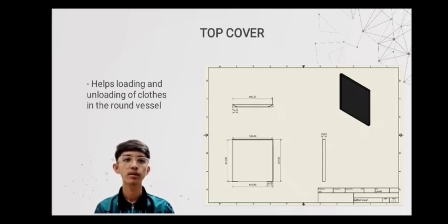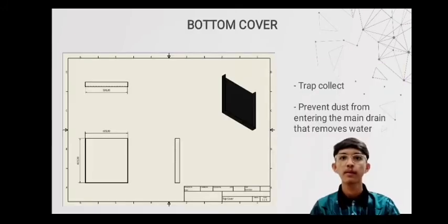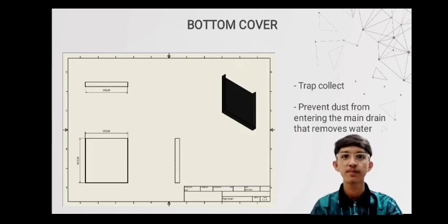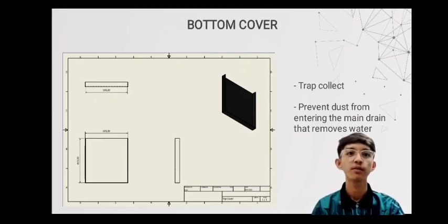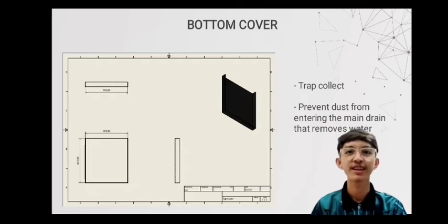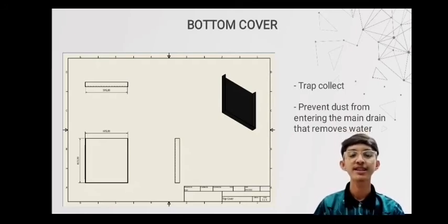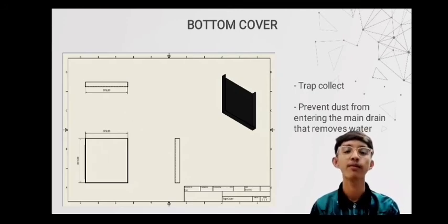Top cover. The function is to help loading and unloading of cloth in the round vessel. The length of the top cover is 624 times 610 and the height is 35. Bottom cover. The function is to prevent dust from entering the main drain that removes water. The length of the bottom cover is 613 and the width is 605.